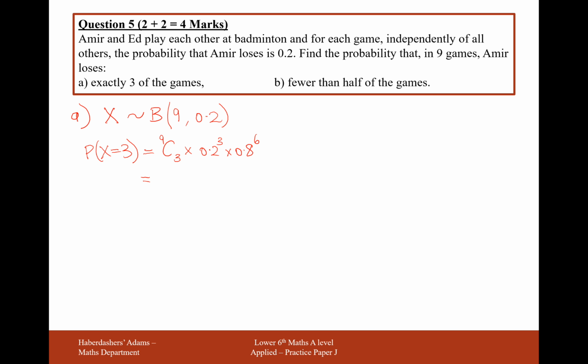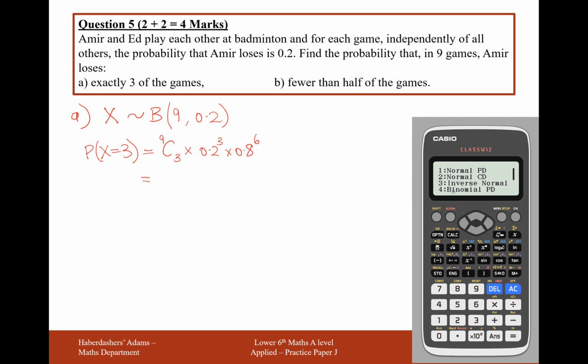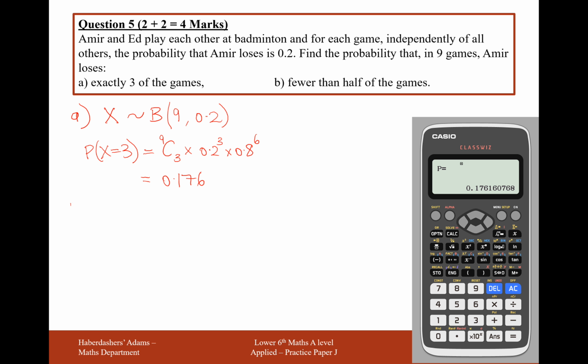Or we can do it on our calculators using that probability distribution button. So click on the probability distribution button on your menu, option 7 it is, and we want binomial probability distributions. Enter in your values. We want 3 losses out of 9 with a rate of 0.2 probability, and we get 0.176. So that's the probability of Amar losing 3 games.